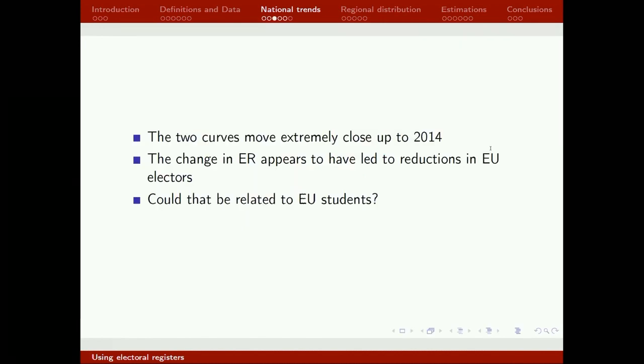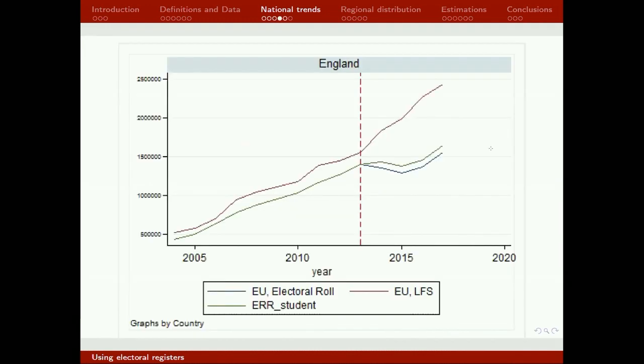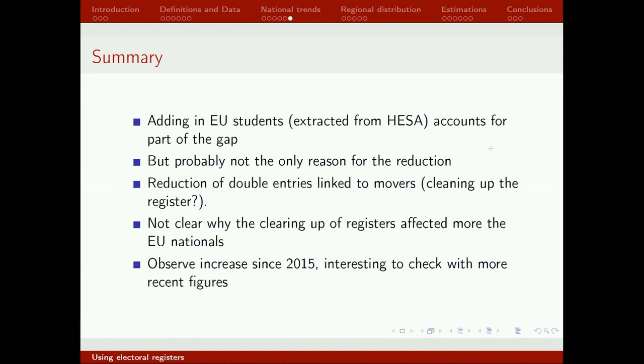So we do the same for Wales. Now, we still think those two curves move quite closely, especially until 2014. We question whether the reduction is due to the fact that in the electoral register we lost a lot of students from the EU who previously were, for a lot of them, directly registered by the university in which they were studying, and after 2004 they had to do that individually. So we add the students in green here, and we see a bit of a correction, but not the whole thing.